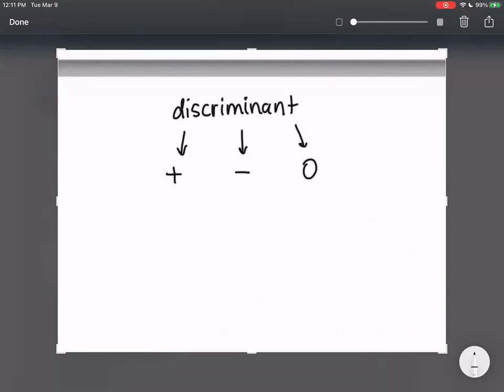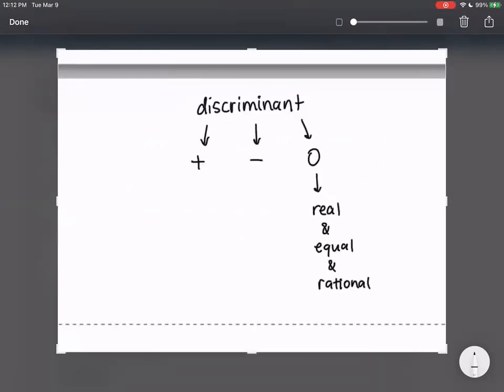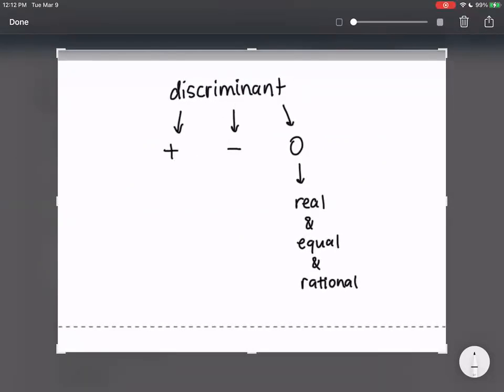So let's start with if your discriminant is equal to 0. Then your answer should be that it is a real number and that your roots are equal, meaning that your two roots are the exact same number, and they are rational. Rational is just like whole numbers and fractions, okay? So real means they're not imaginary numbers, equal meaning that the two roots that you get are the same number, and rational means that they're whole numbers or fractions. And then from this, you're done.